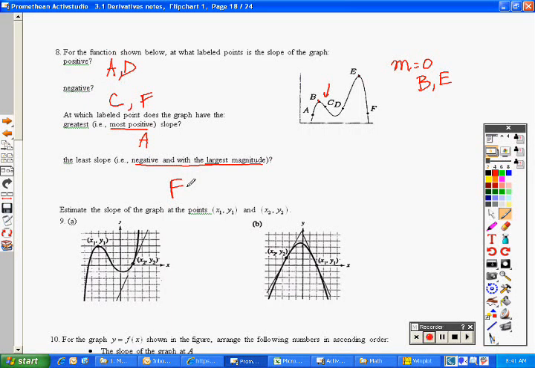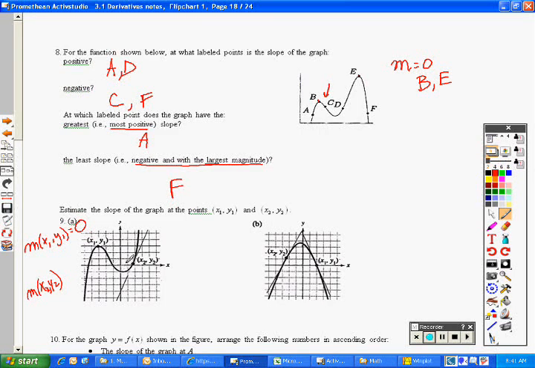All right, number 9. We're going to estimate the slope of the graph at these points, x1, y1, and x2, y2. So the slope at x1, y1, and the slope at x2, y2. All right, slope at x1, y1. Let's look right here. It's at a maximum. The graph over here had a positive slope and then a negative slope, so I'm going to say that slope is about 0.